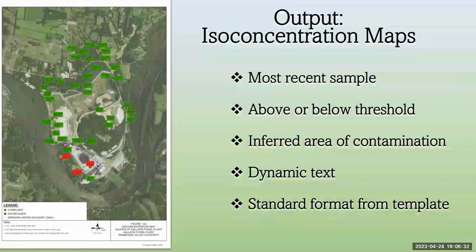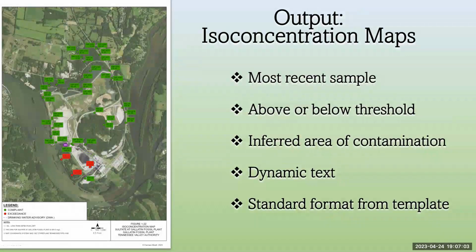So the main output, the one that I wanted to create for this tool, were the ISO concentration maps, which consist of all of the samples at the site, all of the well locations, and then a contour of the threshold value, which for some of those, it may be the lifetime limit that the EPA has set or the maximum contaminant level, the drinking water advisory.